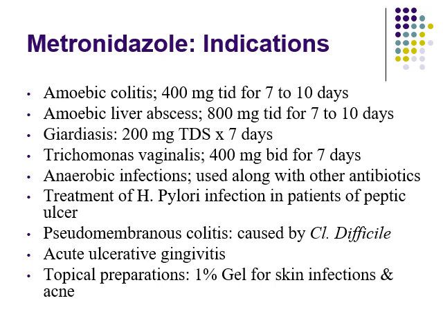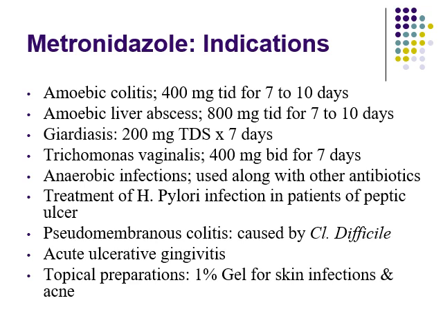Coming to the therapeutic uses of metronidazole, first and foremost is the treatment of amoebic colitis. In that, it is used in the dose of 400 milligram 3 times a day for 7 to 10 days. Amoebic liver abscess, the dose used is double, 800 milligram 3 times a day for 7 to 10 days. Treatment of giardiasis caused by another parasite, Giardia lamblia. The dose is 200 milligram 3 times a day for 7 days. Treatment of trichomoniasis caused by Trichomonas vaginalis, again 400 milligram twice or thrice daily for 7 days.